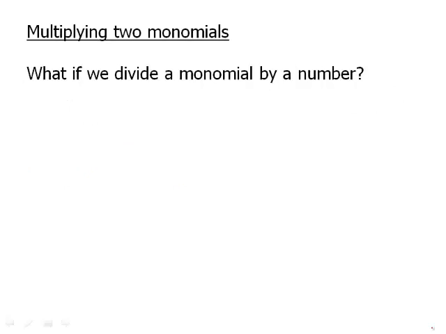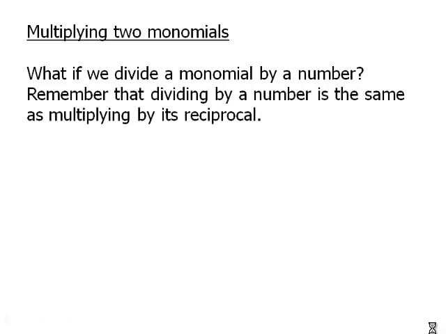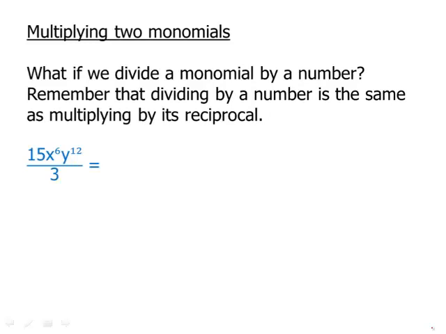What if we divide a monomial by a number? Remember that dividing by a number is the same as multiplying by its reciprocal. That's something we discussed in the fraction videos. So we have 15 x to the 6, y to the 12th divided by 3. What happens is just that coefficient is going to get divided. Now we can think of this as being multiplied by 1/3 if we like. Just that coefficient is going to be divided. The variables are going to be unchanged, and we're going to get 5 x to the 6, y to the 12th.